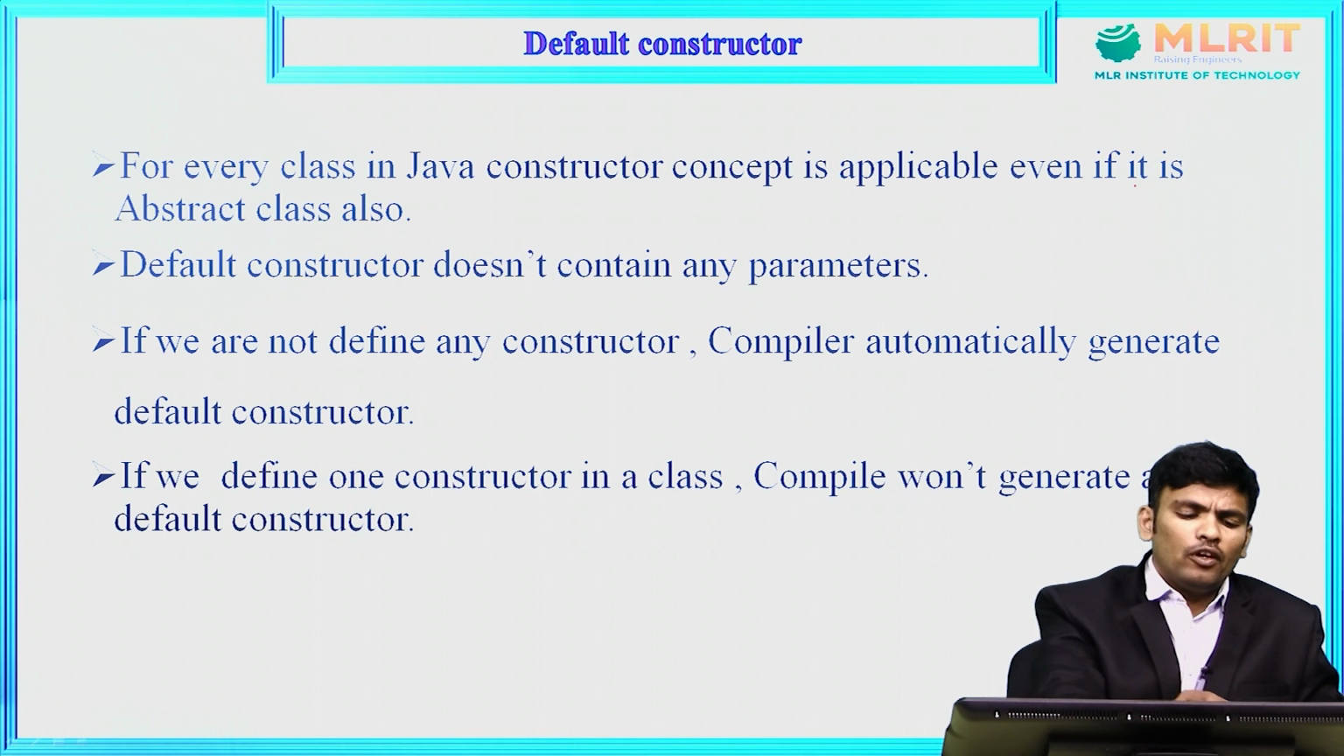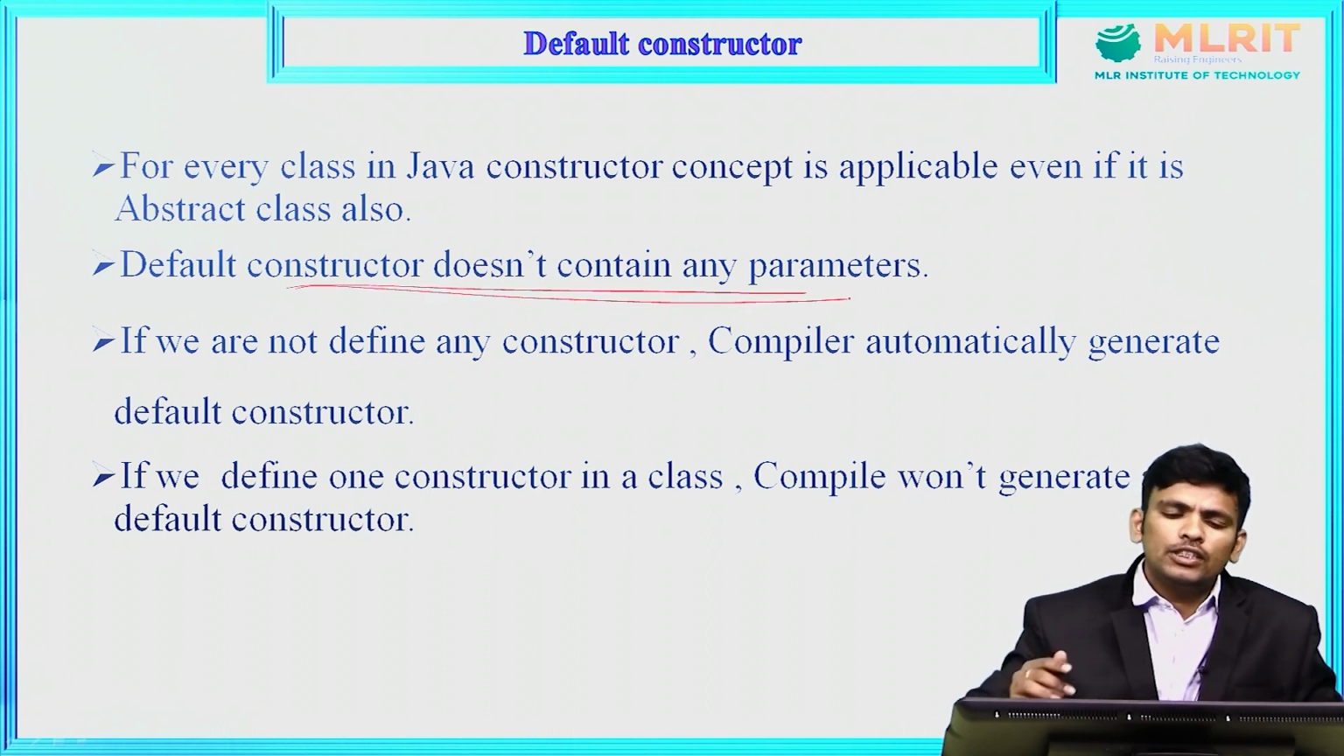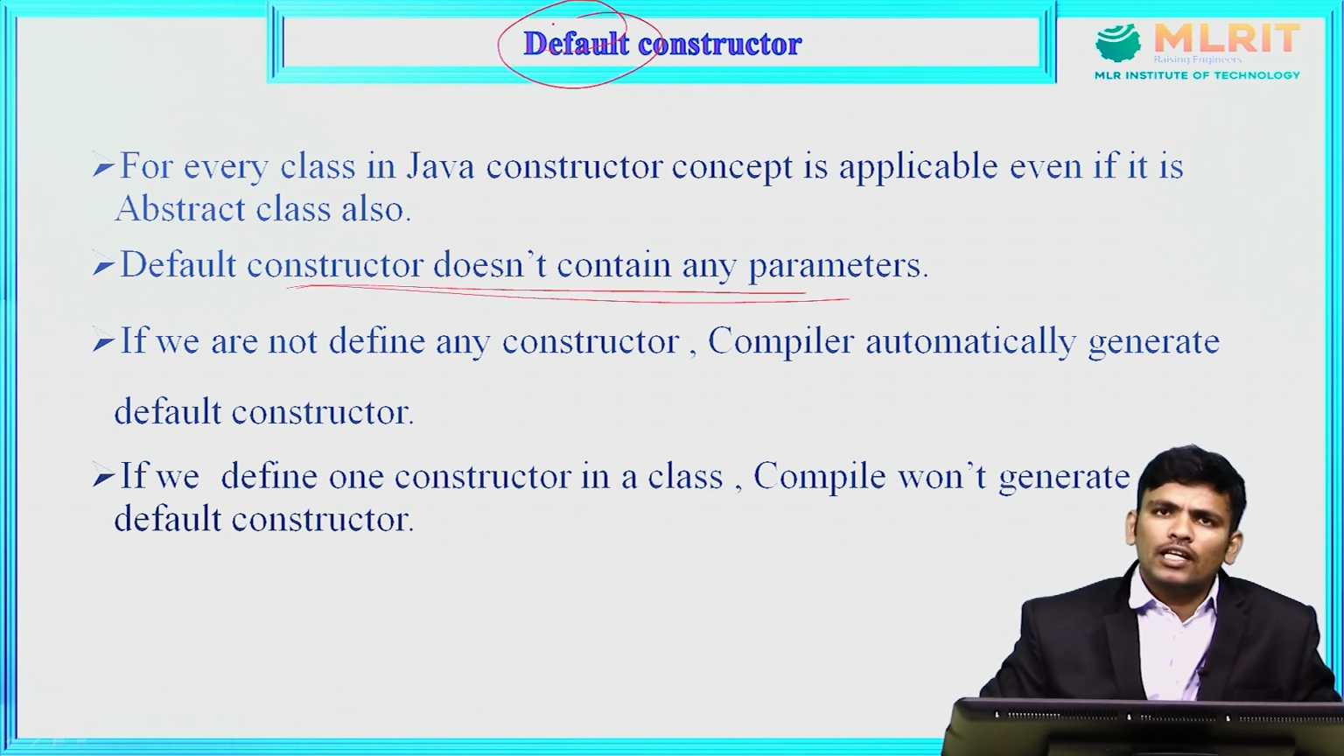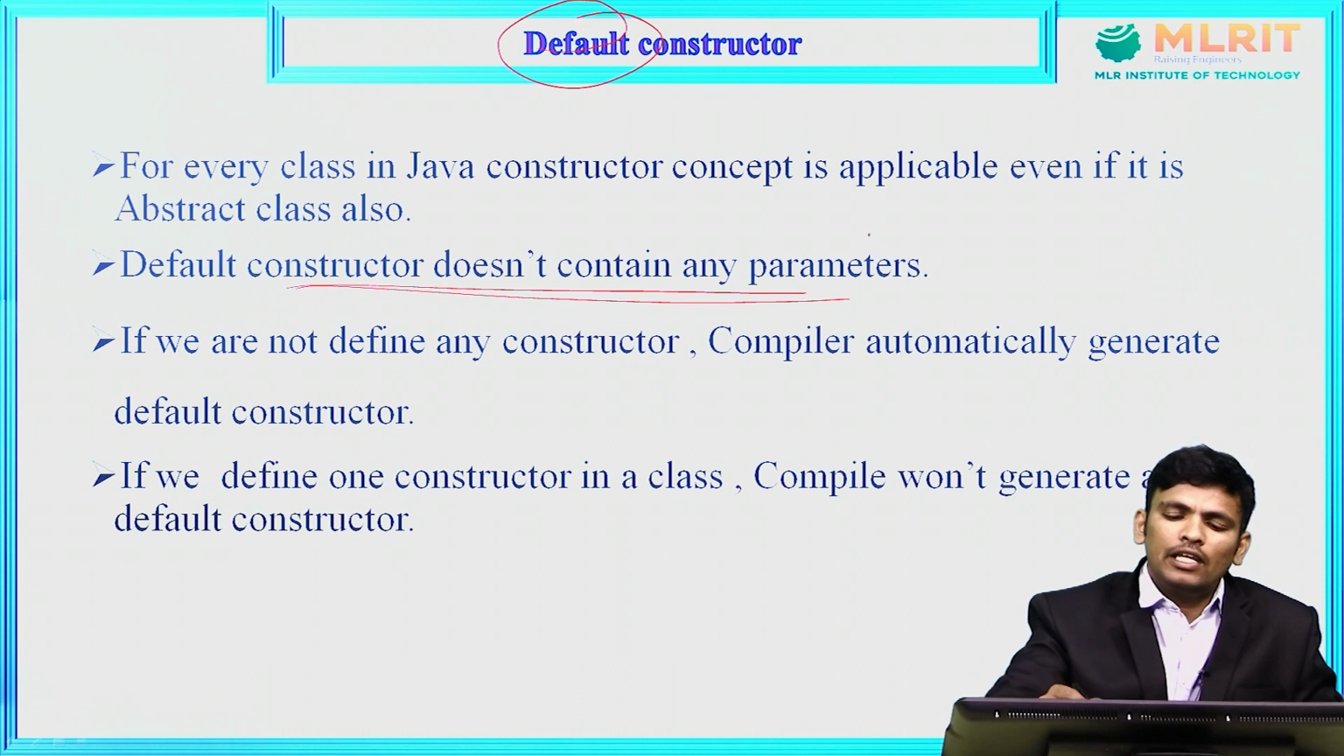Next, the default constructor does not contain any parameters. As I mentioned, it is a default constructor. Default constructor means if the class does not have any constructor, if you have not added any constructor to your program, then the compiler will automatically add the constructor, and this constructor does not have any parameters.